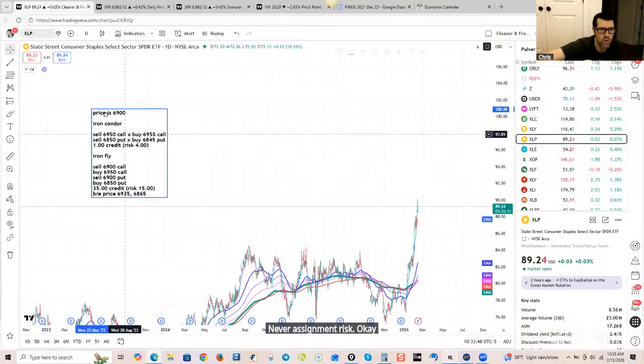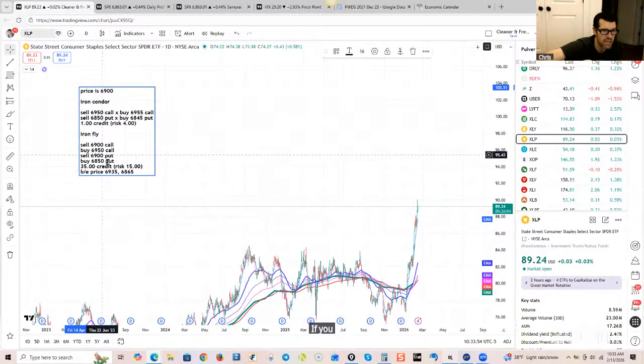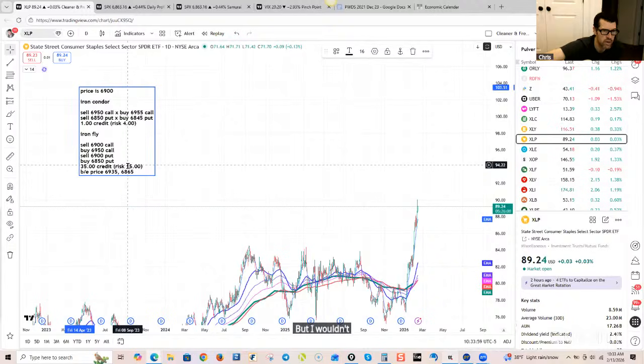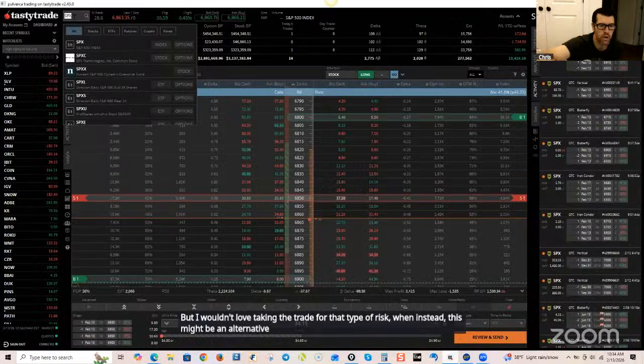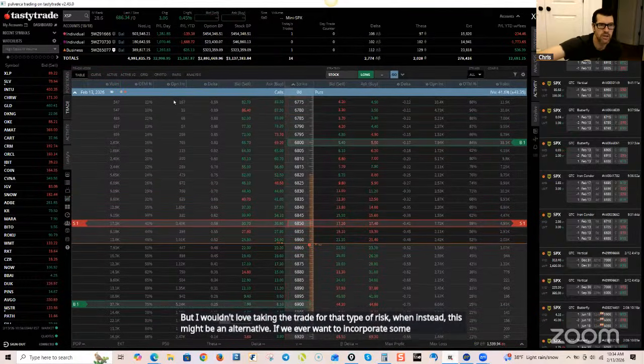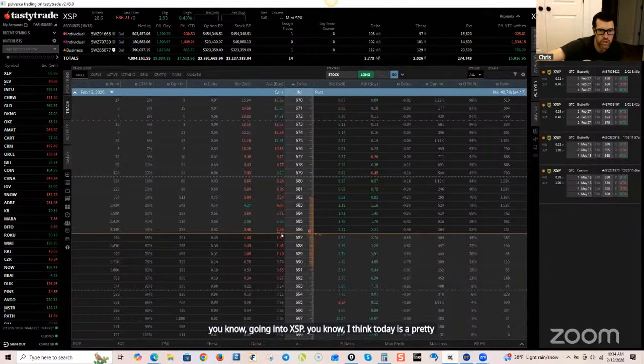Okay, so this is an example on SPX. There's no assignment risk. I do love iron butterflies, but I wouldn't love taking the trade for that type of risk, when instead this might be an alternative. If we ever want to incorporate some iron flies in this session, going into XSP, I think today is a pretty good day to do it.